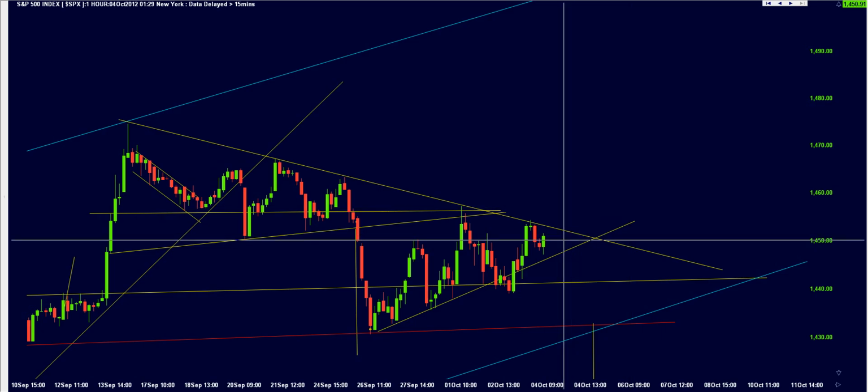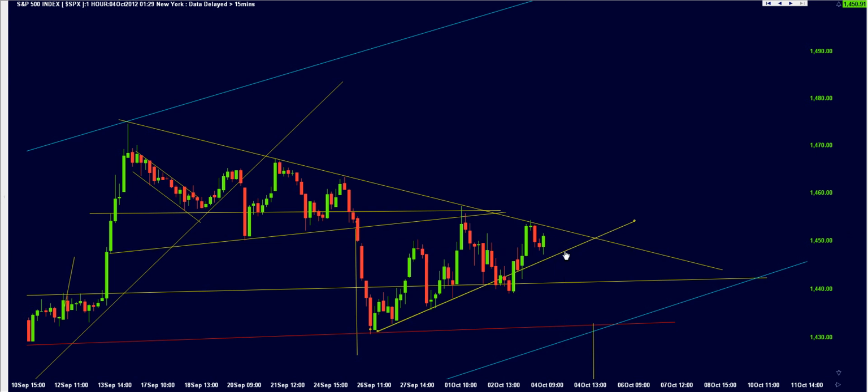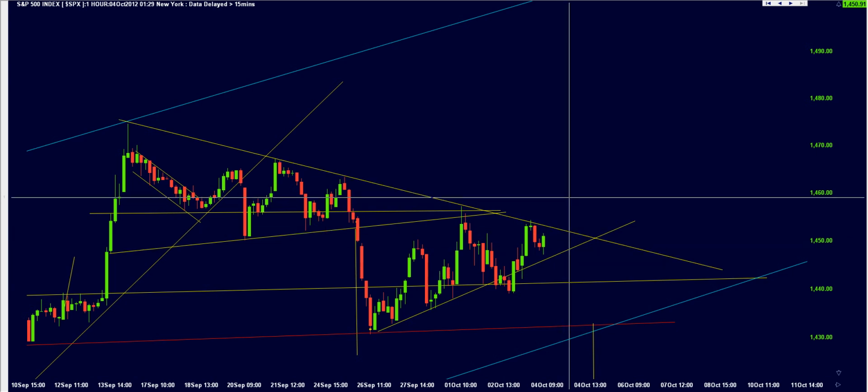So it's a clear fight now between the bulls and the bears, and we'll know within the next 2 days which way that this market is going to go, either down or we're going to get that break to the upside.